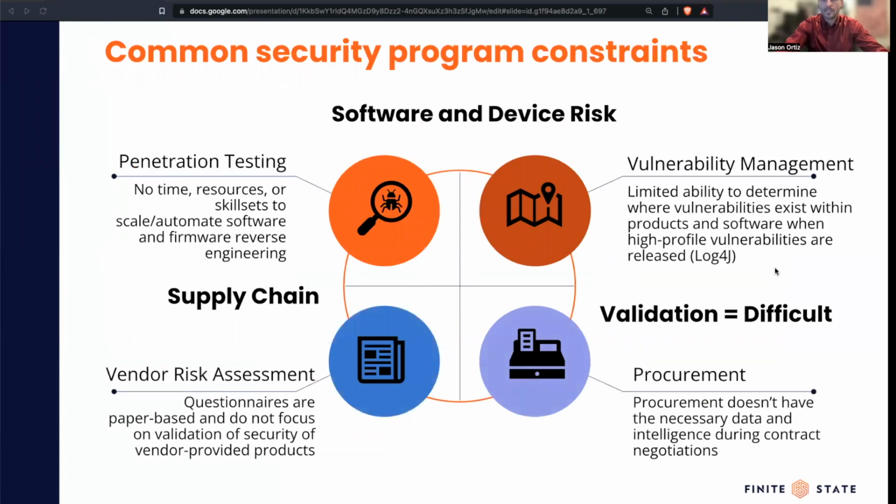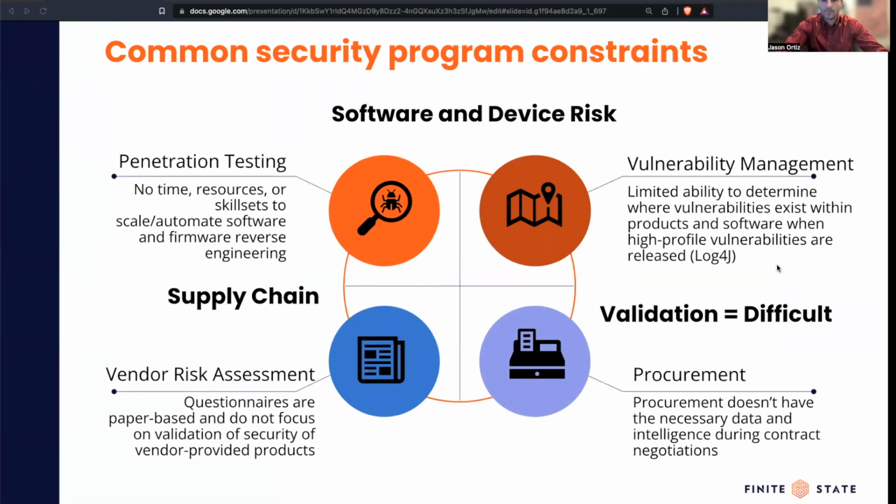So let's take a look at some of the common security program constraints and how we're going to solve those with SBOMs and with product security. Obviously, everybody is familiar with vulnerability management and penetration testing at this point. This is how we sort of assess risk at a high level, but they both have their drawbacks.